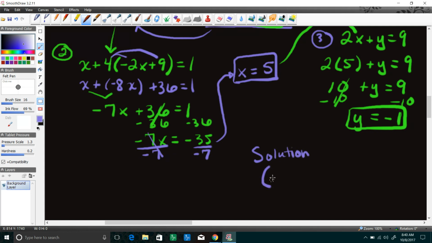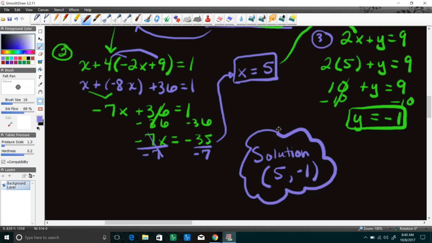So a simpler way of writing it would just be 5, comma, negative 1. And again, remember that this represents the point where my two lines intersect. So this is where they share the same point. This is the solution to their system. Okay? I'm going to go ahead and do one more example. And then I will get to the more difficult ones in a separate video.